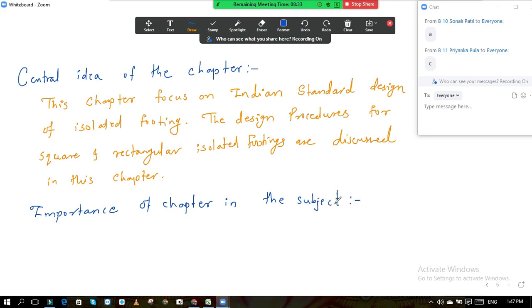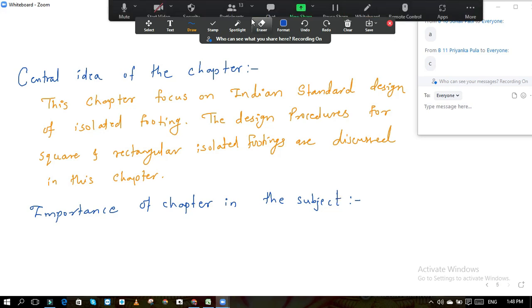Okay. So this chapter gives you the basic idea about the evaluation of dead load, live load forces coming on the footing, and the design procedure with placing of steel reinforcement. Due to this chapter, you will thoroughly understand the concept of isolated footing. So that is why this chapter is one of the important units. Here I will write down what is the importance.